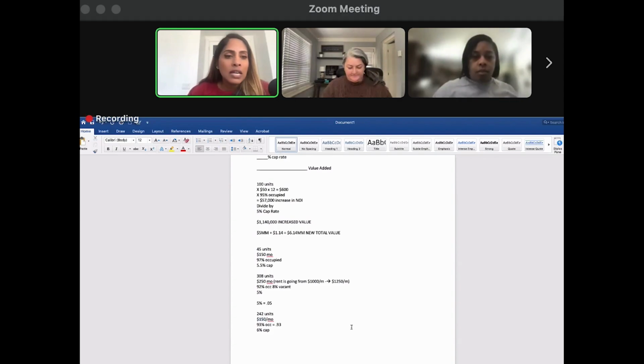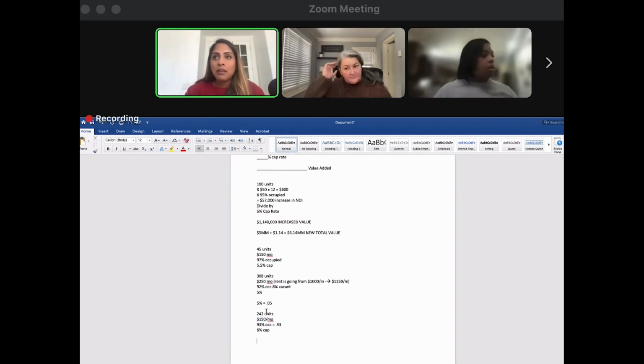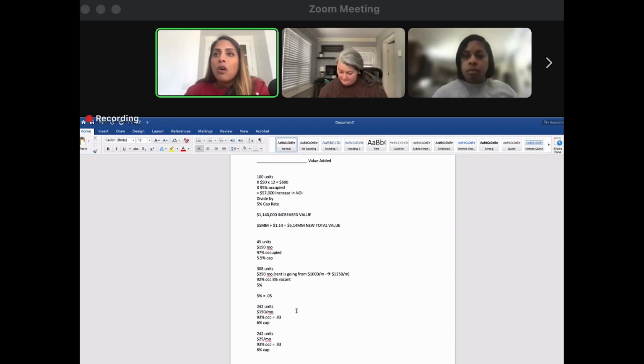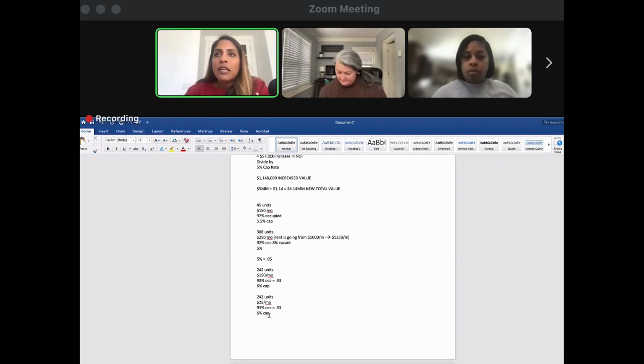So now on this next example, I want to look at what happens if we take the same numbers. What happens if we don't increase it by $150 a month? Let's say we add $25 a month for valet trash. What is the increased value just from adding $25 a month?